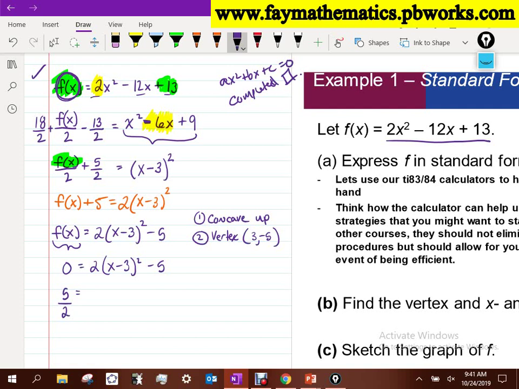So I'm just going to do that all together at once. So we get 5 halves is equal to x minus 3 squared, right? How do I isolate x? Square root. So it'd be plus or minus root 5 over 2 equals x minus 3, right? Now what do I do? Add 3. So I would end up with x equals 3 plus or minus radical 5 halves.